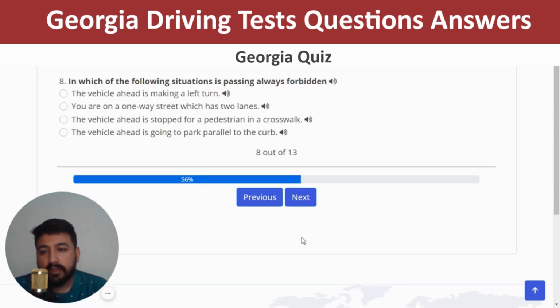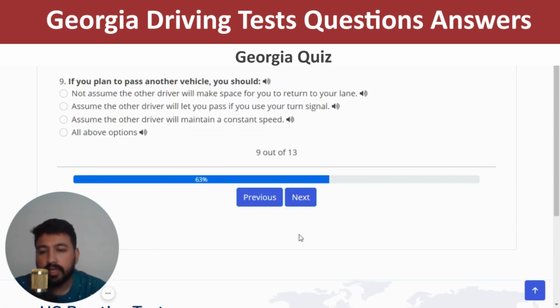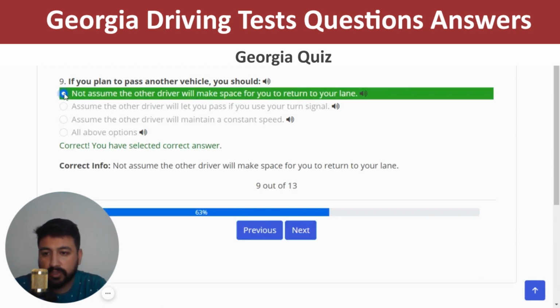Right? Next. The eighth question is in which of the following situations is passing always forbidden? So the third option is the right one, which is the vehicle ahead is stopped for a pedestrian in a crosswalk. Third option. Correct, and next. If you plan to pass another vehicle, you should not assume the other driver will make space for you to return to your lane. So first option, right?